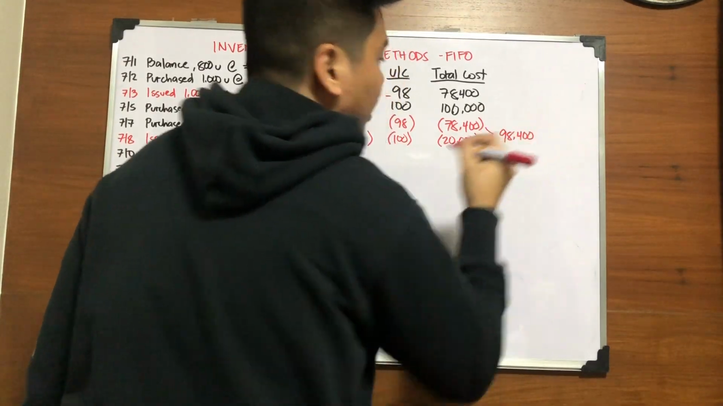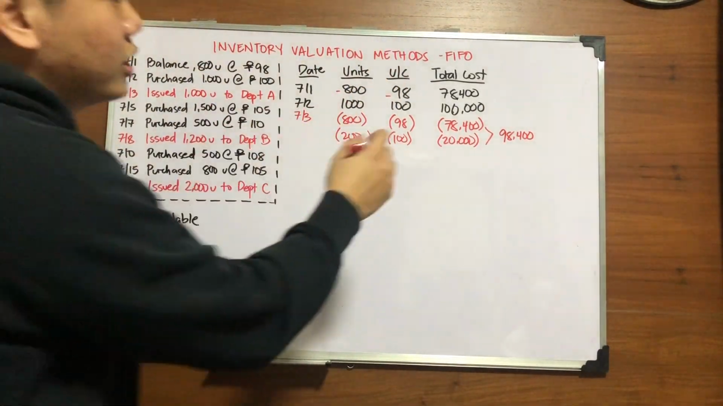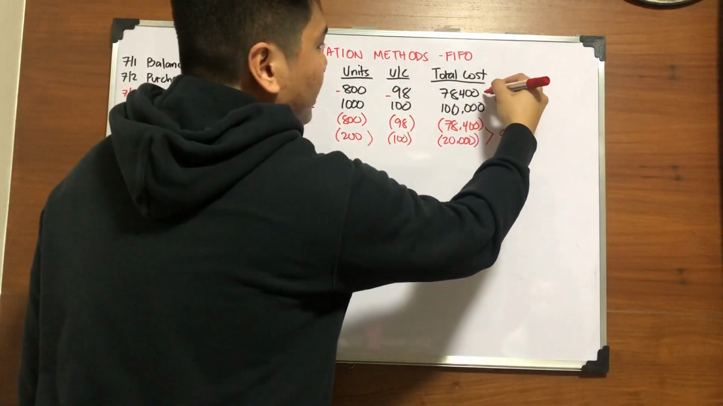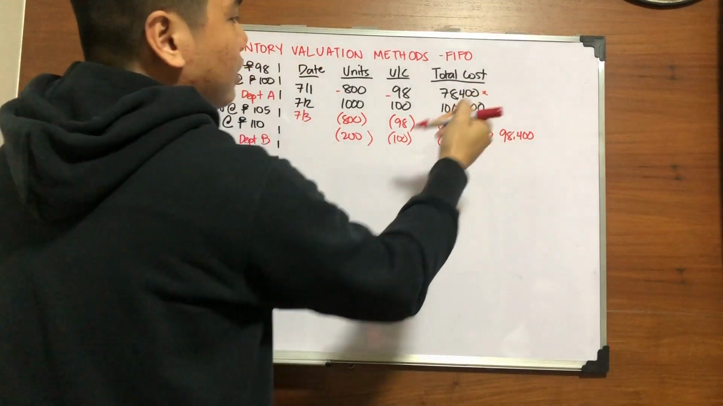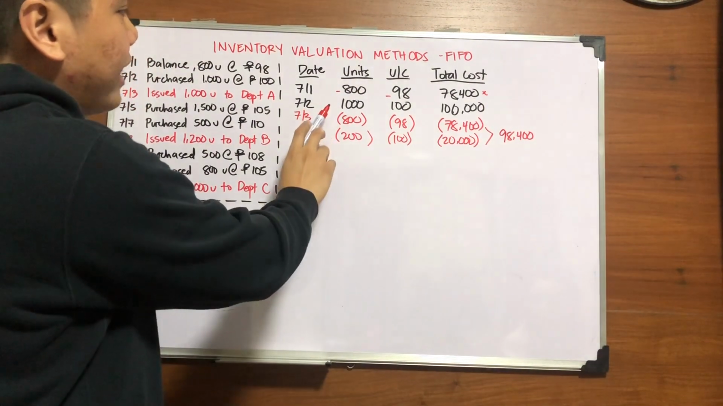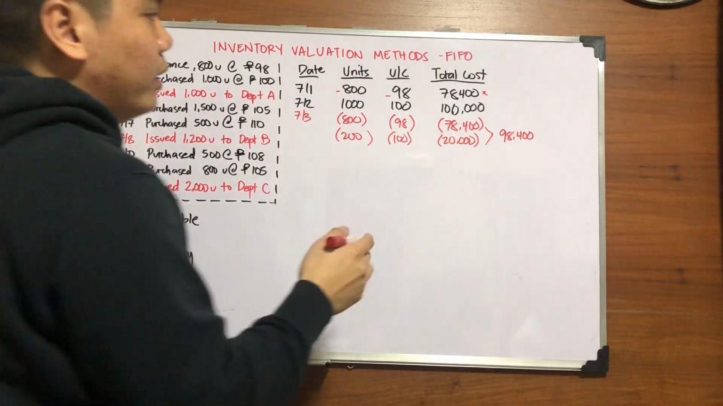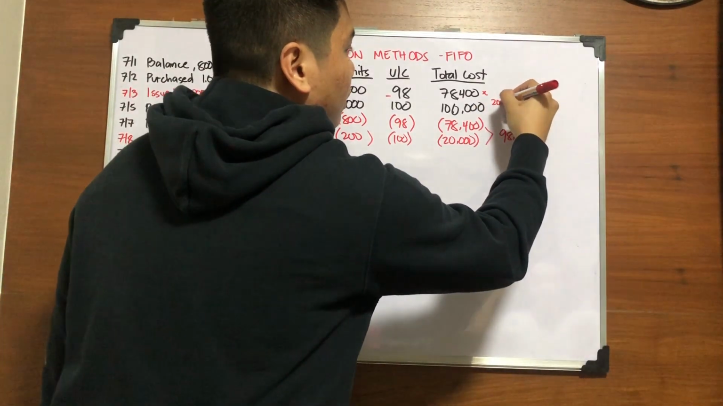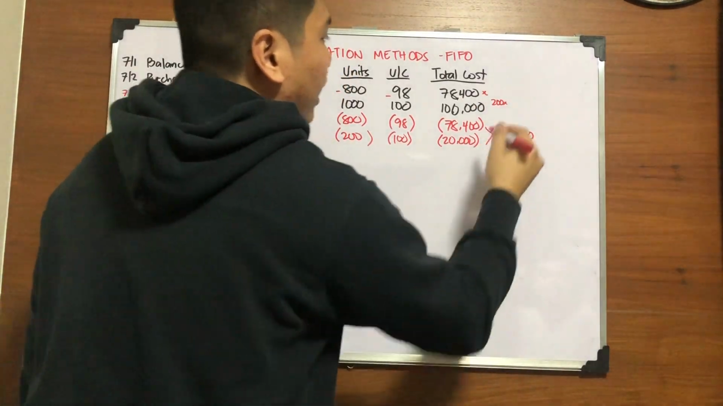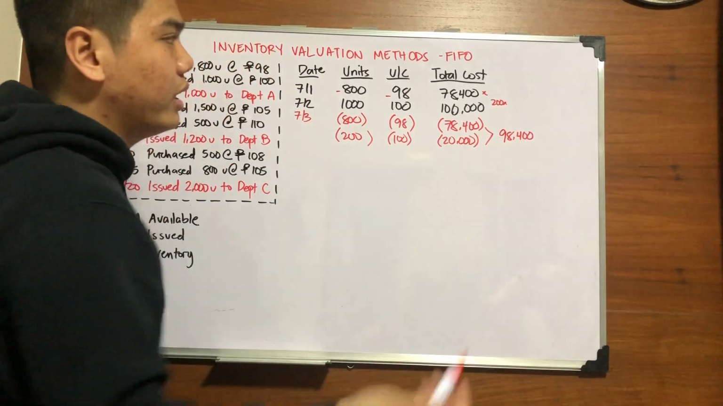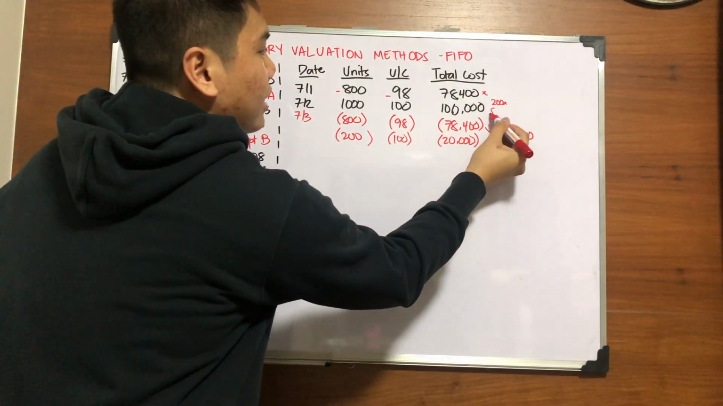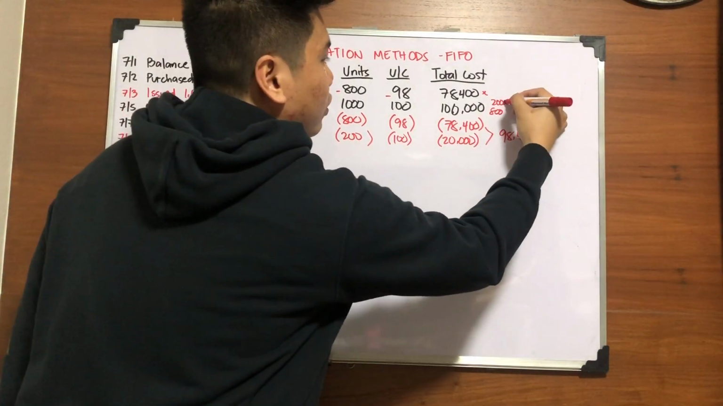Let's just put it here for your reference later. And let's just take this out. This is already done. We've already used this. And out of the 1,000 of the July 2 transaction, we have already used 200. So let's also put an X here for the 200 and a side note of remaining 800.